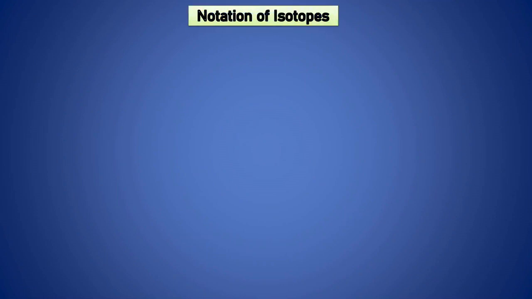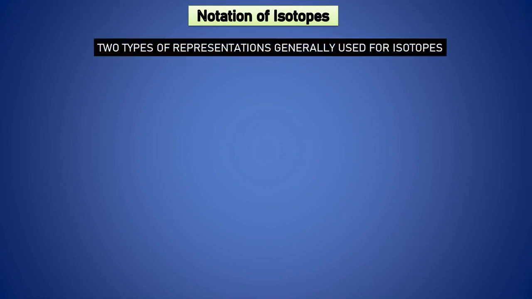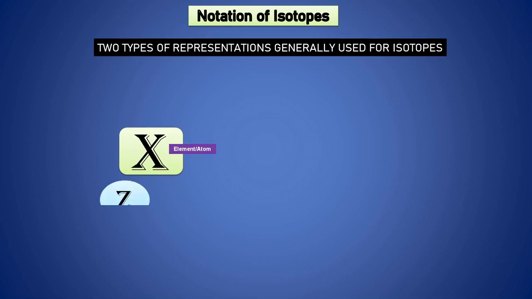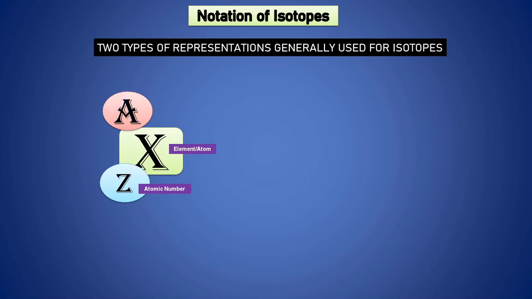Notation of isotopes. How can we represent isotopes? There are two main representations generally used for isotopes. The first one is, if you take X as an atom, downwards is Z, called the atomic number, and at the top is the mass number A. This is one way of representing isotopes.